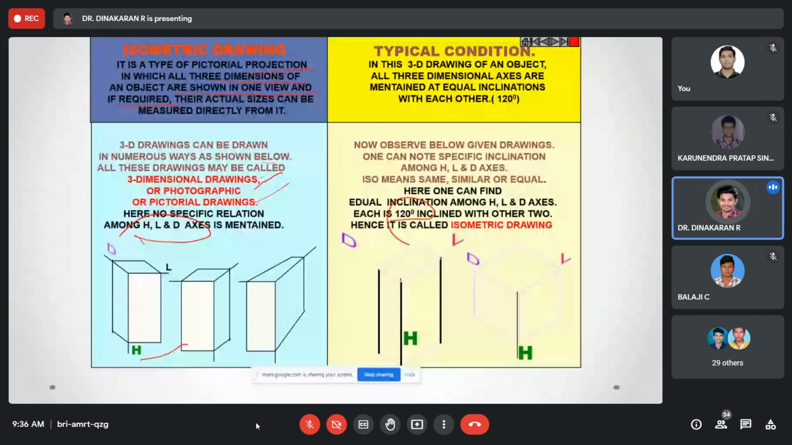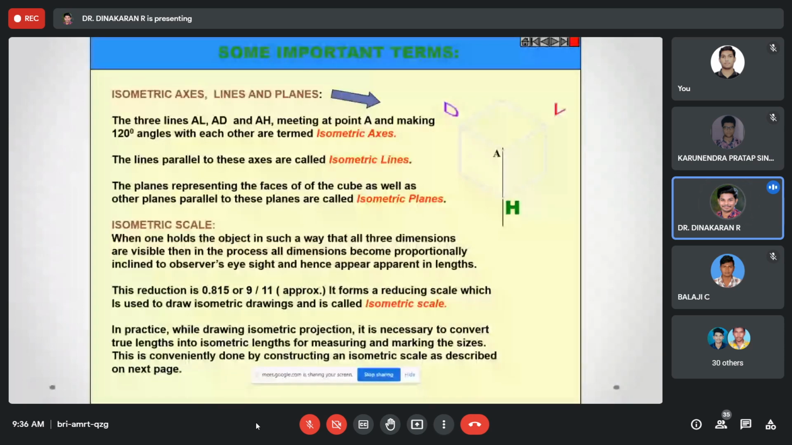In the next slide you see this angle is 120. H, L, D are each inclined at 120 degrees. So, three lines: isometric axis, lines, and planes. If you learn isometric projection, we need to follow isometric axis, lines, and planes. The three lines you see, AL, AD, and AH, meet at a point A and make 120 degrees equally. All the lines meet at one particular point with equal angles of 120 degrees, and that is called the isometric axis. The lines parallel to the axis are called isometric lines.